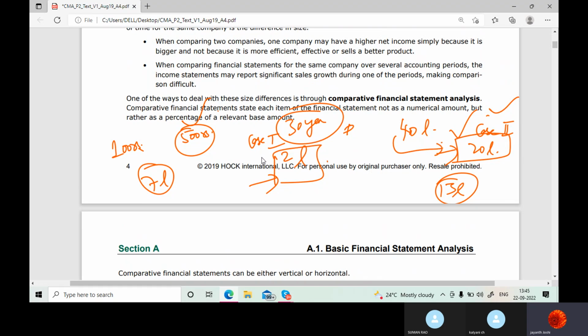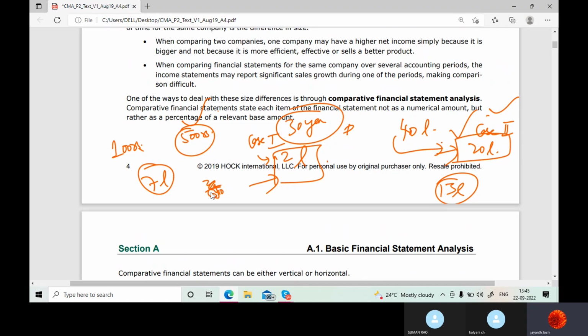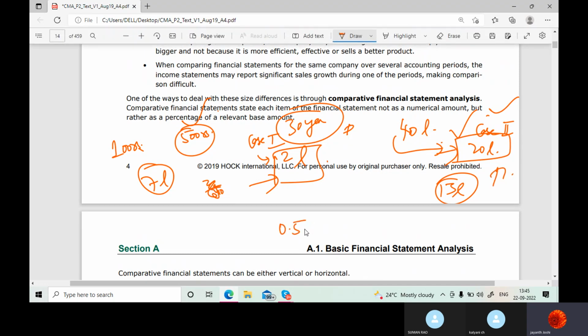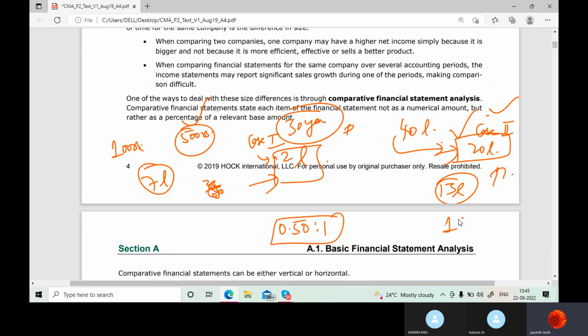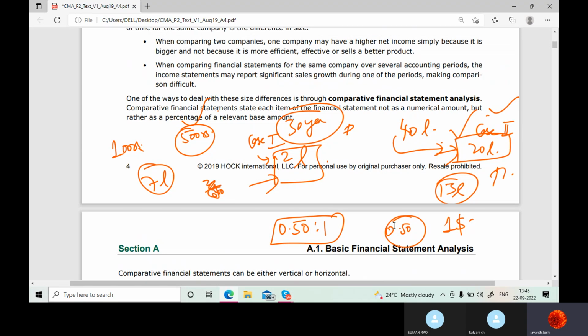So anytime the one who has more cash, and 50% of the cash he is holding today only, he is holding just how much? How much is 2 lakhs of 40? 2 by 40, 1 by 20, just 5%. So this guy is like very strong. That's the reason why we say 0.50 is to 1. That means whatever the liability you have, a liability of $1, and 50 cents you hold today itself with you in form of ready cash, immediate cash.